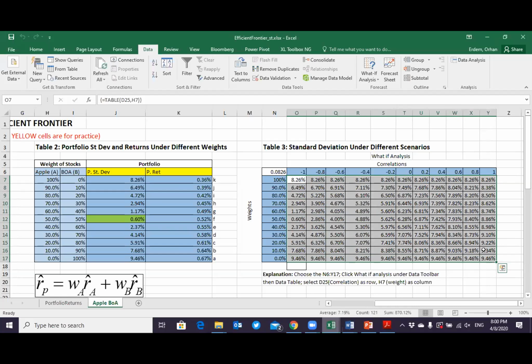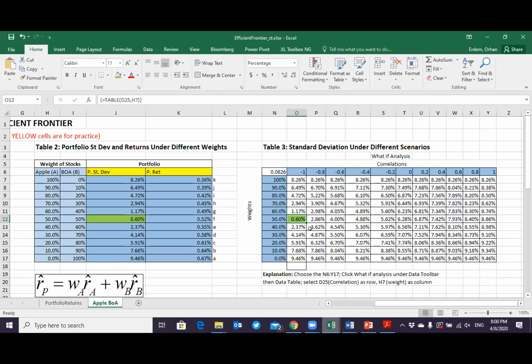Your correlation is -1 and then 50% weight. That's correct. Okay, so the lowest number is here. Maybe I should highlight it. The lowest number is here. Most probably, if you had some more numbers in between, say 51%, that would be great. But anyhow, it shows you that the risk of your portfolio is minimum under two conditions. The first is you divide your money equally, 50-50, between Bank of America and Apple, and the correlation between those two stocks is -1.